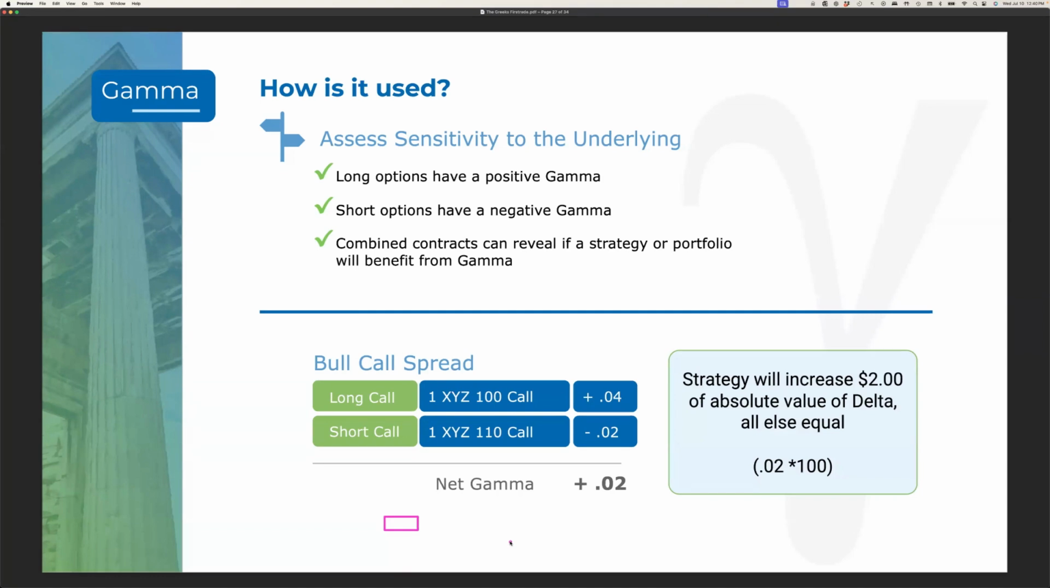And just like the other Greeks, you can always add up the gammas across your multiple legs, and you get the net gamma. So for example, if you have a bull call spread with a net gamma of 0.02, that means as the strategy moves $1 in the direction that you expect it to, the absolute value of the delta will increase by 0.02.